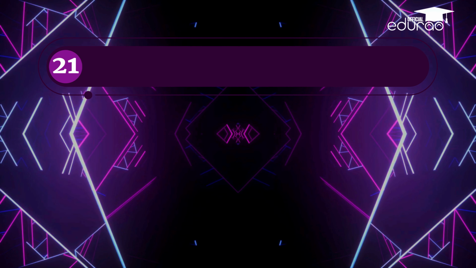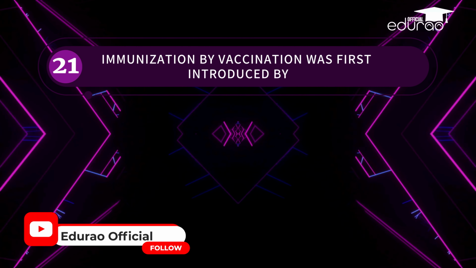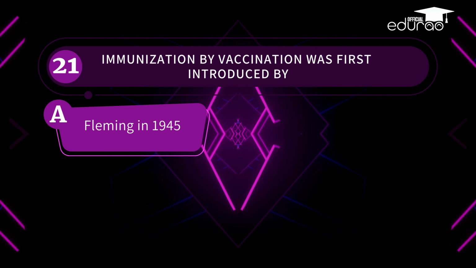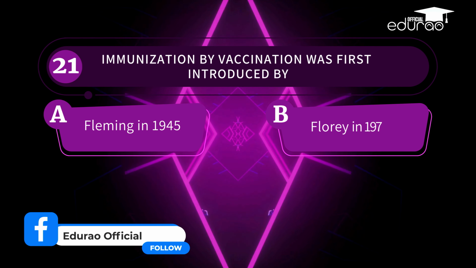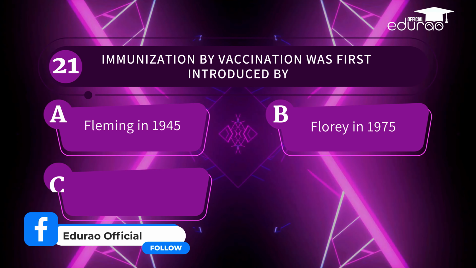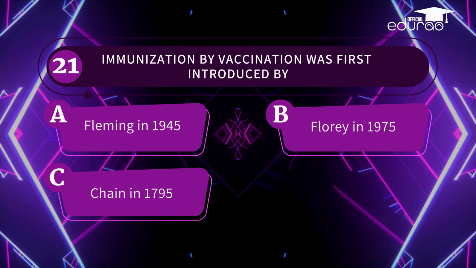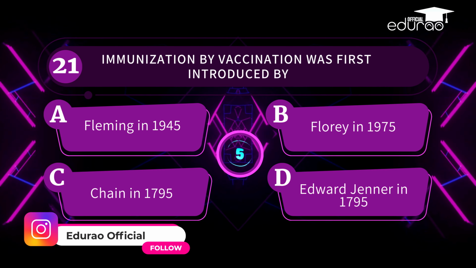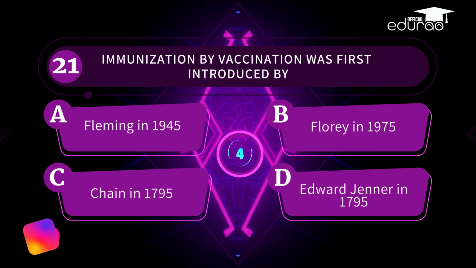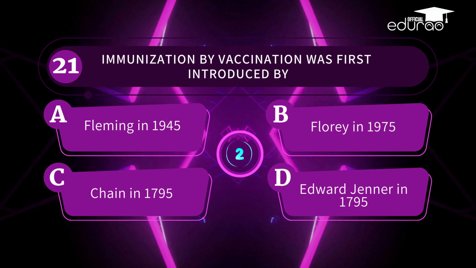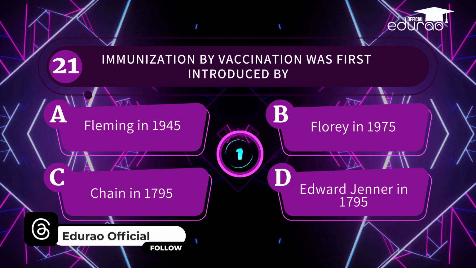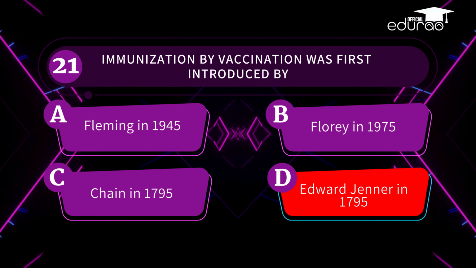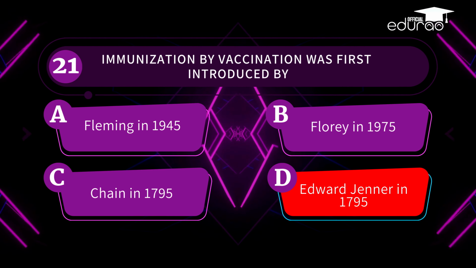Question 21. Immunization by vaccination was first introduced by A. Fleming in 1945, B. Florey in 1975, C. Chain in 1795, D. Edward Jenner in 1795. That's a valid and correct point. The correct answer is Edward Jenner in 1795.